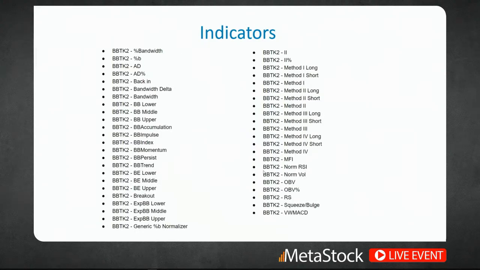So here's a list of all of the indicators. John showed you how those work. I would recommend that you pair this with your own copy of Bollinger on Bollinger Bands, because John does a really good job of detailing how all of these indicators work and how they're calculated. It's a very well-defined book, and all of these indicators are included.